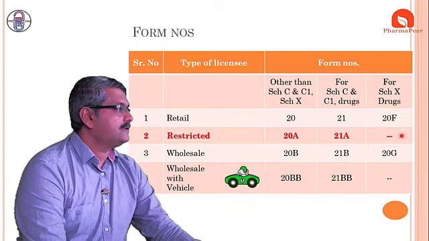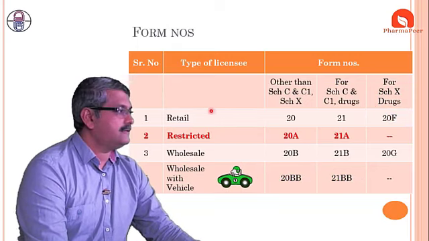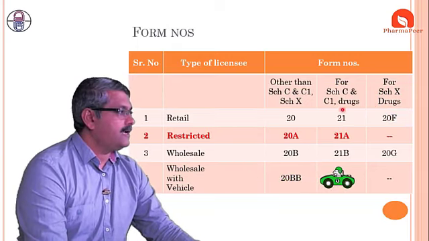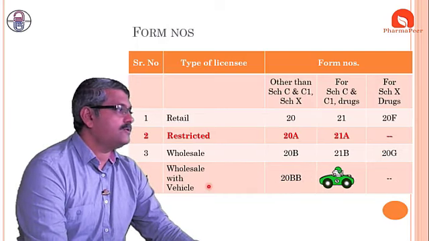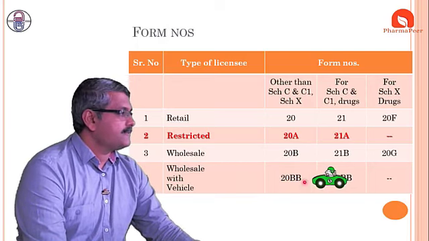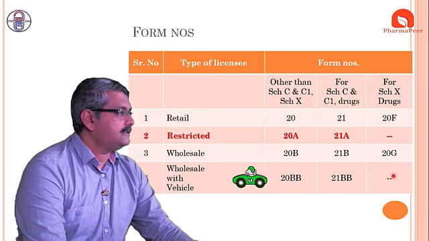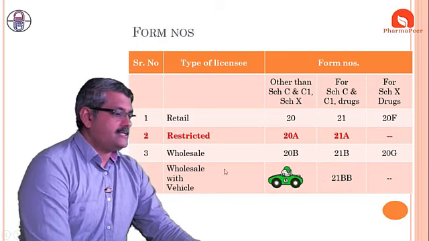There is one remarkable thing: the Schedule X drug can only be sold at the retailer level or the wholesaler level. It does not get distributed under the restricted license or under the wholesale with vehicle license. For that purpose, we give a dash here. So remember this, it is a very important thing. Let's start with this.